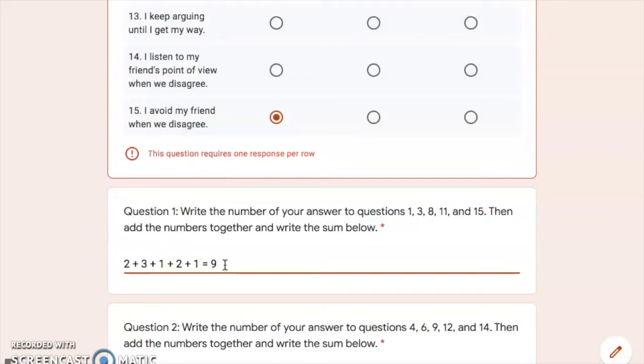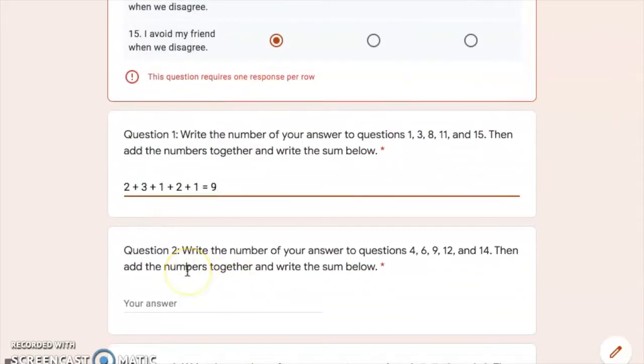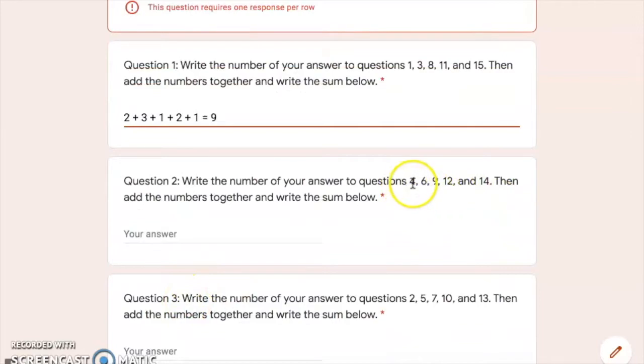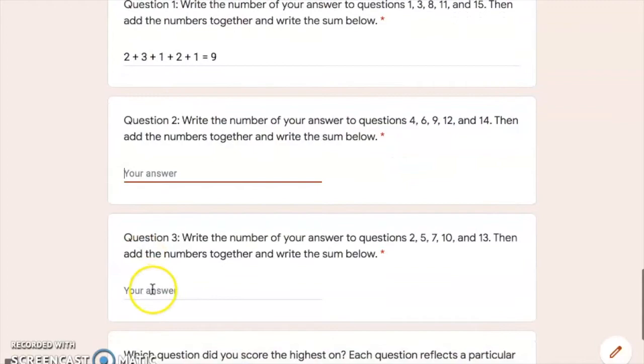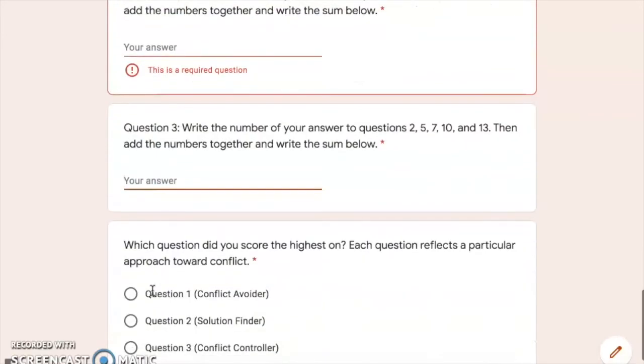Now notice here, I'm going to do the same thing for question 2 and question 3. But they're asking to do the same thing, but for different question numbers. So this time, go back to question 4, go back to question 6, record your number answer. If you got a 1, 2, or 3, then you're going to add those numbers together. Do the same thing for question 3.